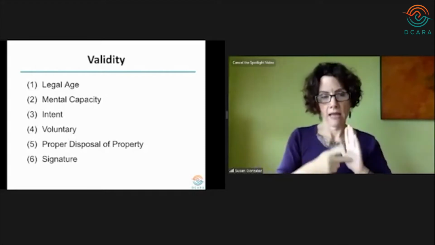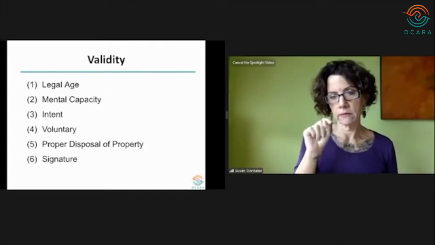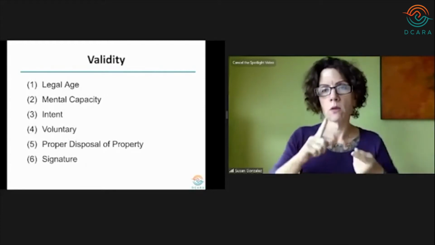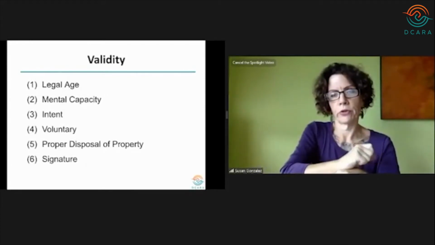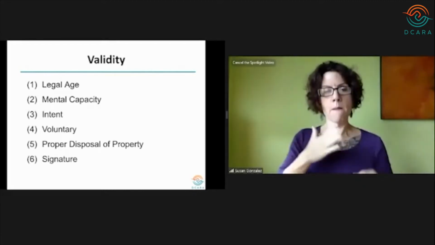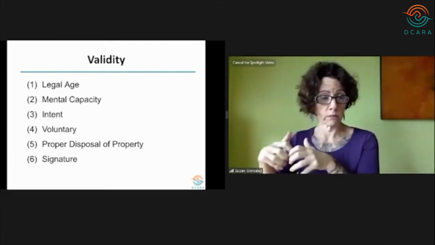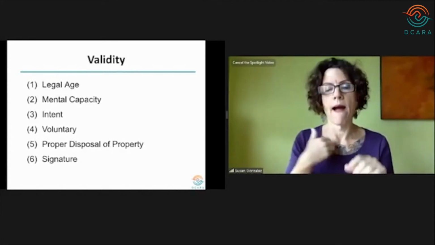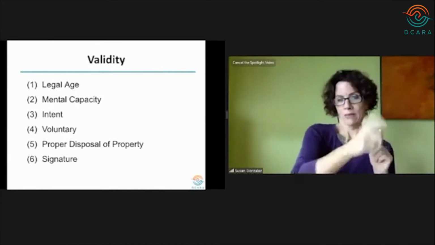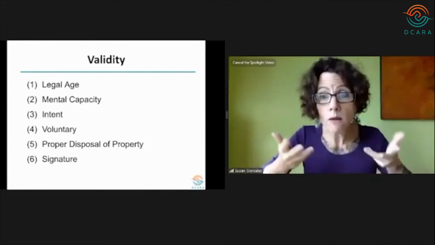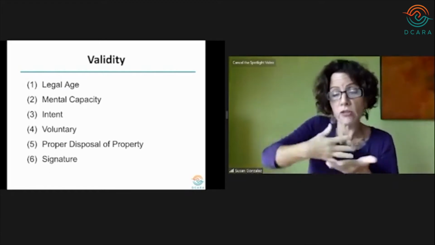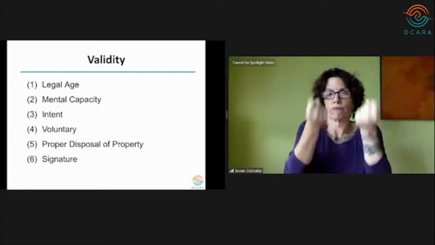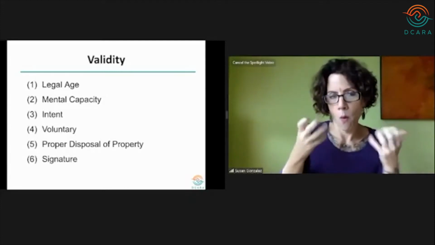Third, intent. Bottom line is, I want to do this paperwork. I want to arrange my estate, get that all in order. I know what I'm doing. I know who I'm designating. I know what property I have. I know what amount I'm going to designate to each person. I have full mental clarity of what I want to do.